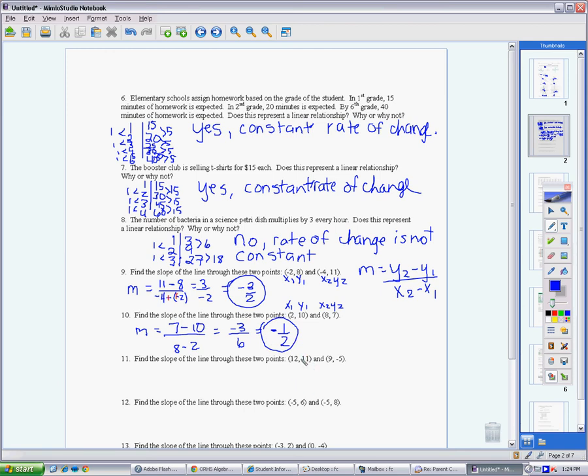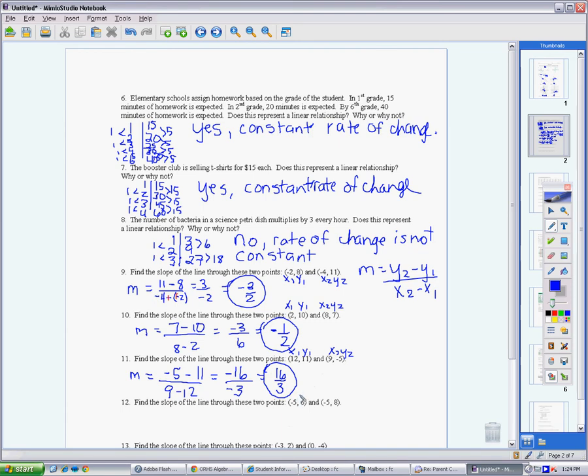Number 11, label your points, x1, y1, x2, y2, plug them in. M equals negative 5 minus 11 over 9 minus 12. Simplify, negative 16 over negative 3. Simplify further, 16 over 3. Negative and negative is positive. I'm going to leave it an improper fraction.